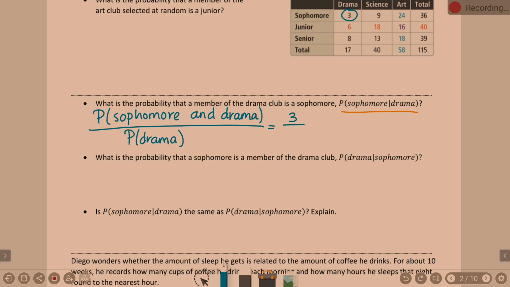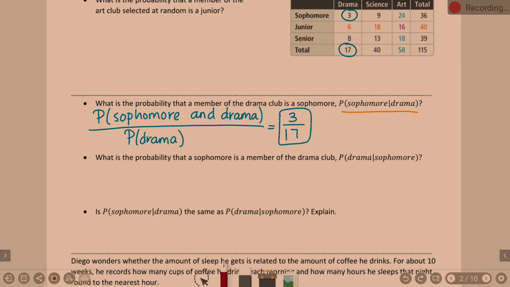That's 3. Over, probably a student is in drama. How many students are in drama? 17. So we have 3 over 17. Does 3 over 17 reduce? No, it's done there. Okay?